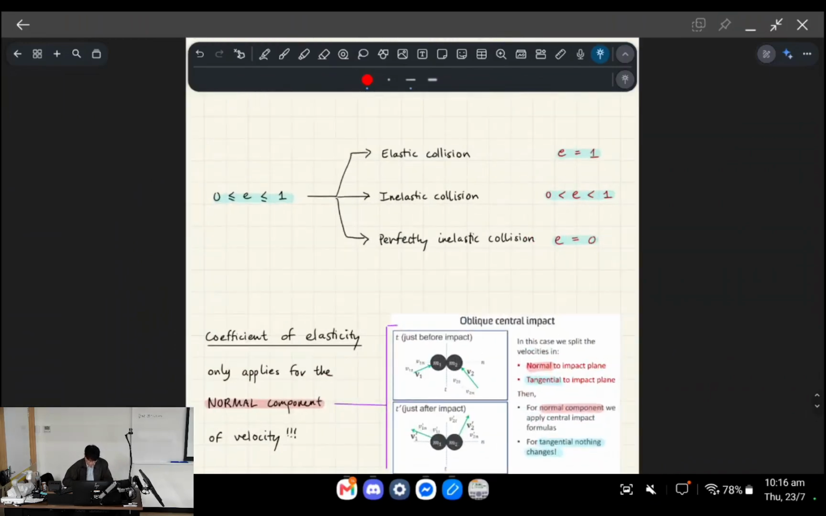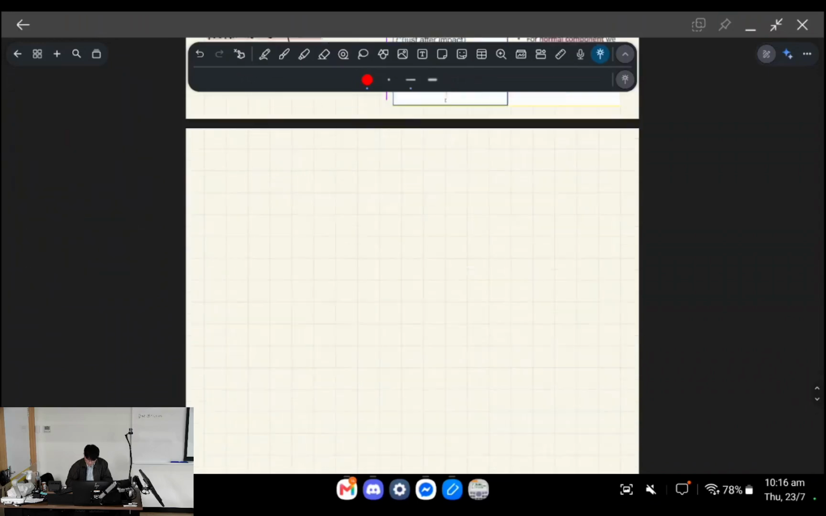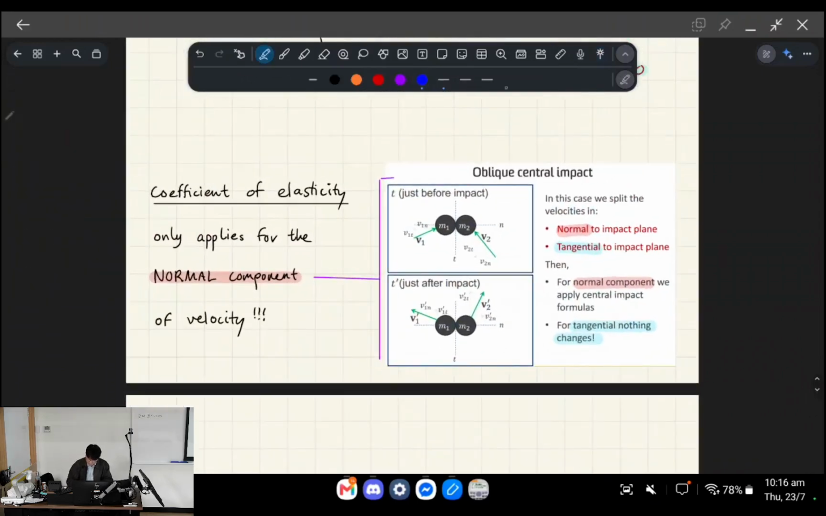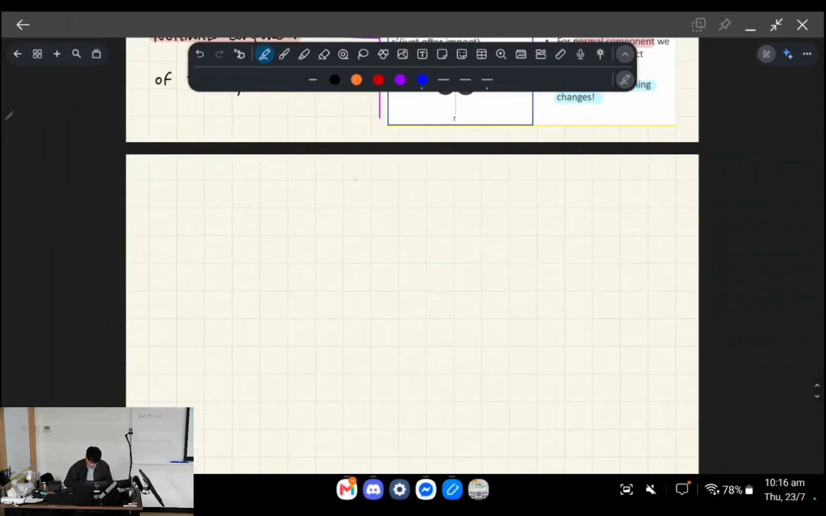One more thing before we do the question: this is the idea that the coefficient of restitution E only applies for the normal component of an impact. Okay, so what do I mean by that?